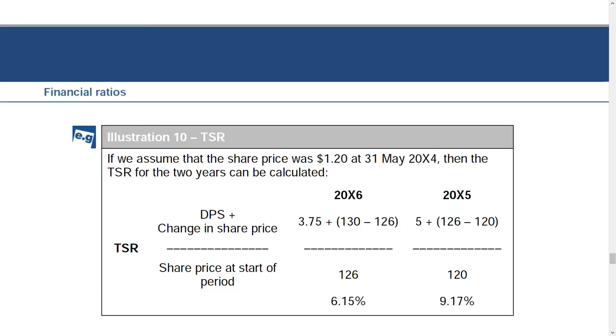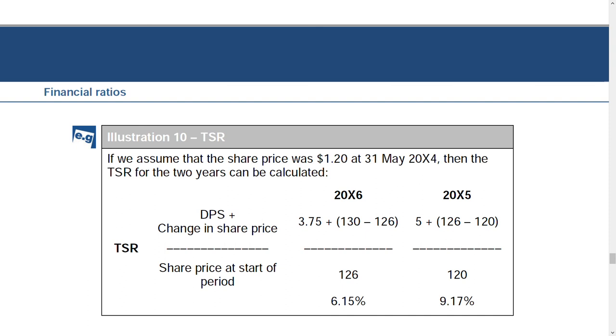Next, we have the illustration. So if we assume the share price was 1.2, remember we need the previous year's opening share price. So for 2005, the opening share price will be the closing share price of 2004. That's why they have given us here 1.2, assume it is. Then how much will it be? Because we need to find that change.